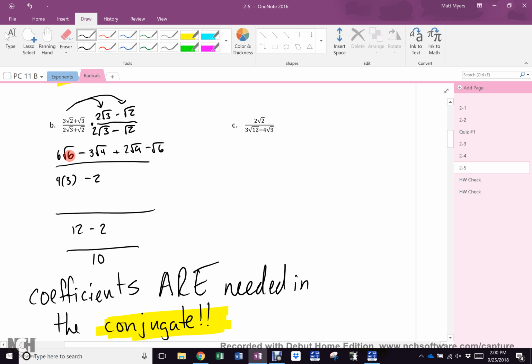What is 6 root 6 minus 1 root 6? 5 root 6. What is the root of 4? So minus 3 times 2. What is the root of 9? Plus 2 times 3. 3 times 2 is what? Plus 2 times 3 is what? What is negative 6 plus 6? 0. And I am left with 5 root 6 over 10.